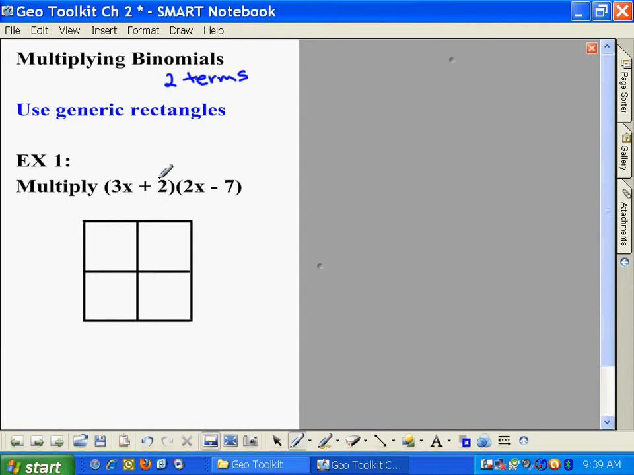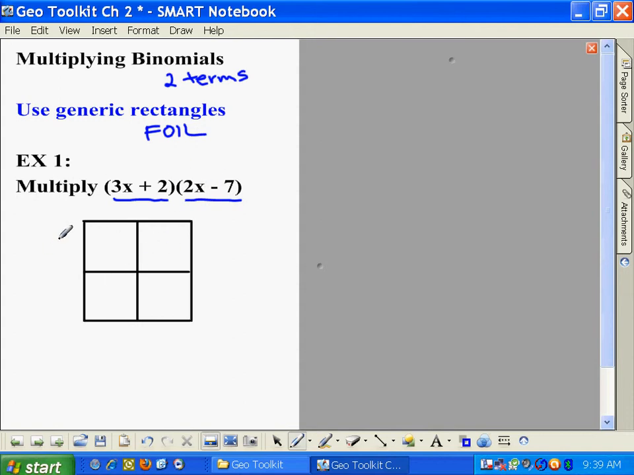We have 3x plus 2 is one binomial, so it has two terms. And this is also a binomial because it has two terms as well. And so what we learned in our algebra connections class is there's different techniques. You can also use FOIL if you'd really like to, but we were always talking about how to use generic rectangles to multiply binomials. So since this is a 2 by 2 here, two terms by two terms, you want to make a 2 by 2 box.